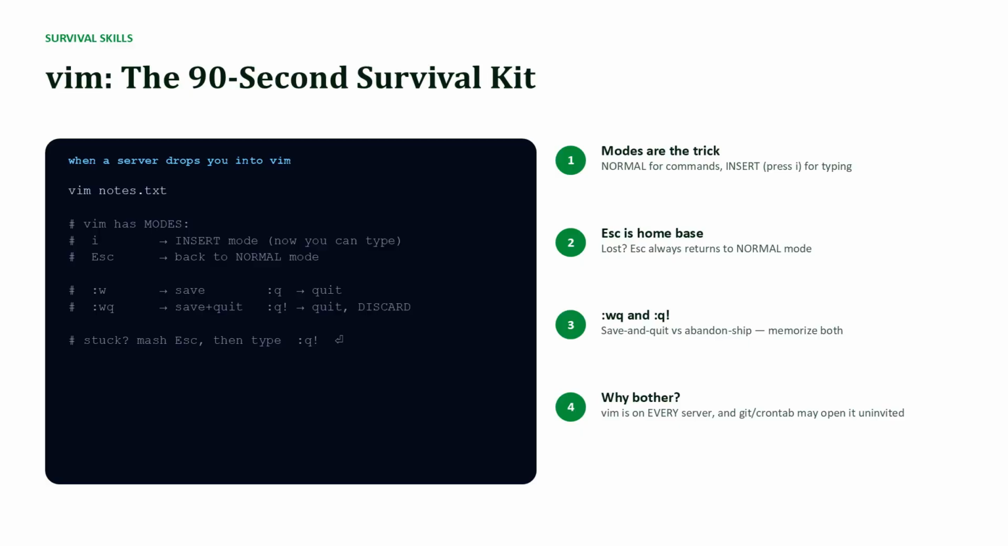Press I to enter insert mode. Now it's a normal editor. Press Escape to get back to normal mode. From there, :w saves, :q quits, :wq does both, and :q! quits discarding changes. So the universal escape route, when trapped: mash Escape, type :q!, Enter. 90 seconds, and Vim can never hold you hostage again.